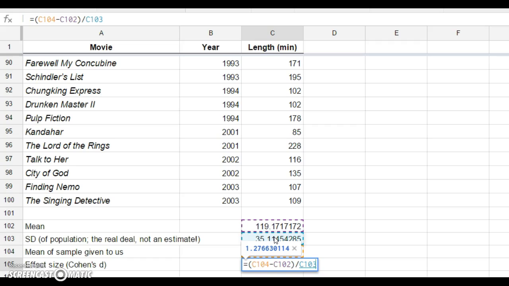Now usually we'll have to use a sample standard deviation, or maybe even a pooled sample if we have more than one sample. We're usually not going to know the population standard deviation, but in this case we do. So we'll divide there, and we get an effect size of 1.27, which in most fields of research is huge. Typically 0.8 standard deviations or above for a Cohen's d is considered a large effect size.